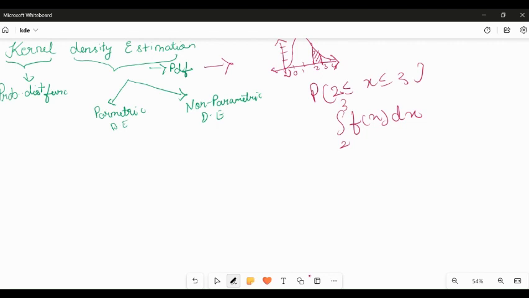So what is the meaning of parametric and non-parametric? Let's move on to it. Parametric is nothing but when there is a certain kind of distribution. There are many kinds of distributions: log normal, normal distribution, Pareto distribution, Bernoulli, binomial.